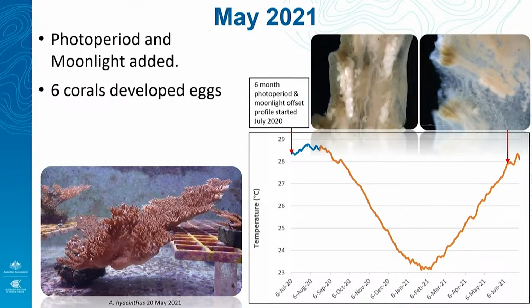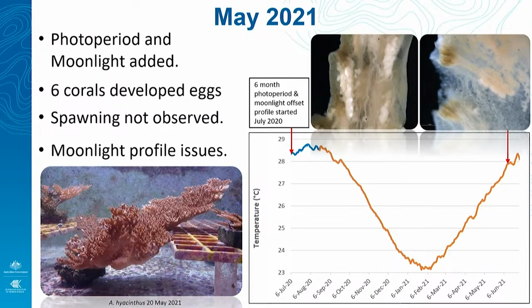So we had 6 corals developing eggs. So we thought we were on the money this time, but unfortunately, again, we didn't see any spawning. And this time when we looked back at the data, it looked like there was some moonlight corruption in the profile in that critical month leading up into spawning. So we didn't give up because we were really stubborn and we want to make this happen. So we really closely checked our environmental variables and kept going.